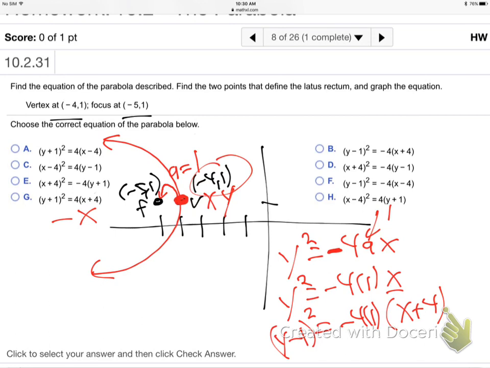Because y has a positive 1, so opposite would be minus 1. X has a negative 4, so opposite would be plus 4. So there's the equation. Y minus 1 squared is -4 times 1 times x plus 4. I'm sure that's up there. Grab it. That makes sense? Questions?